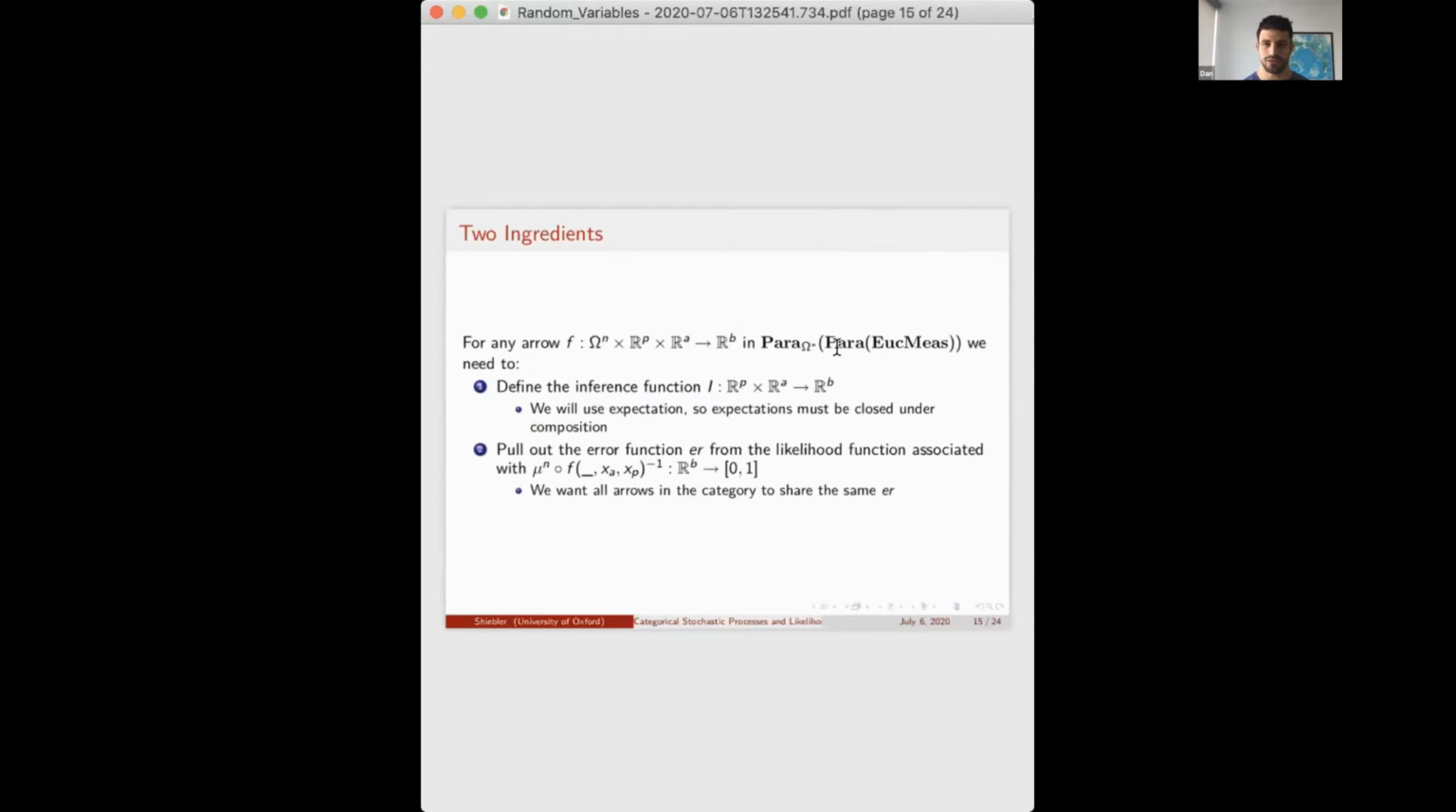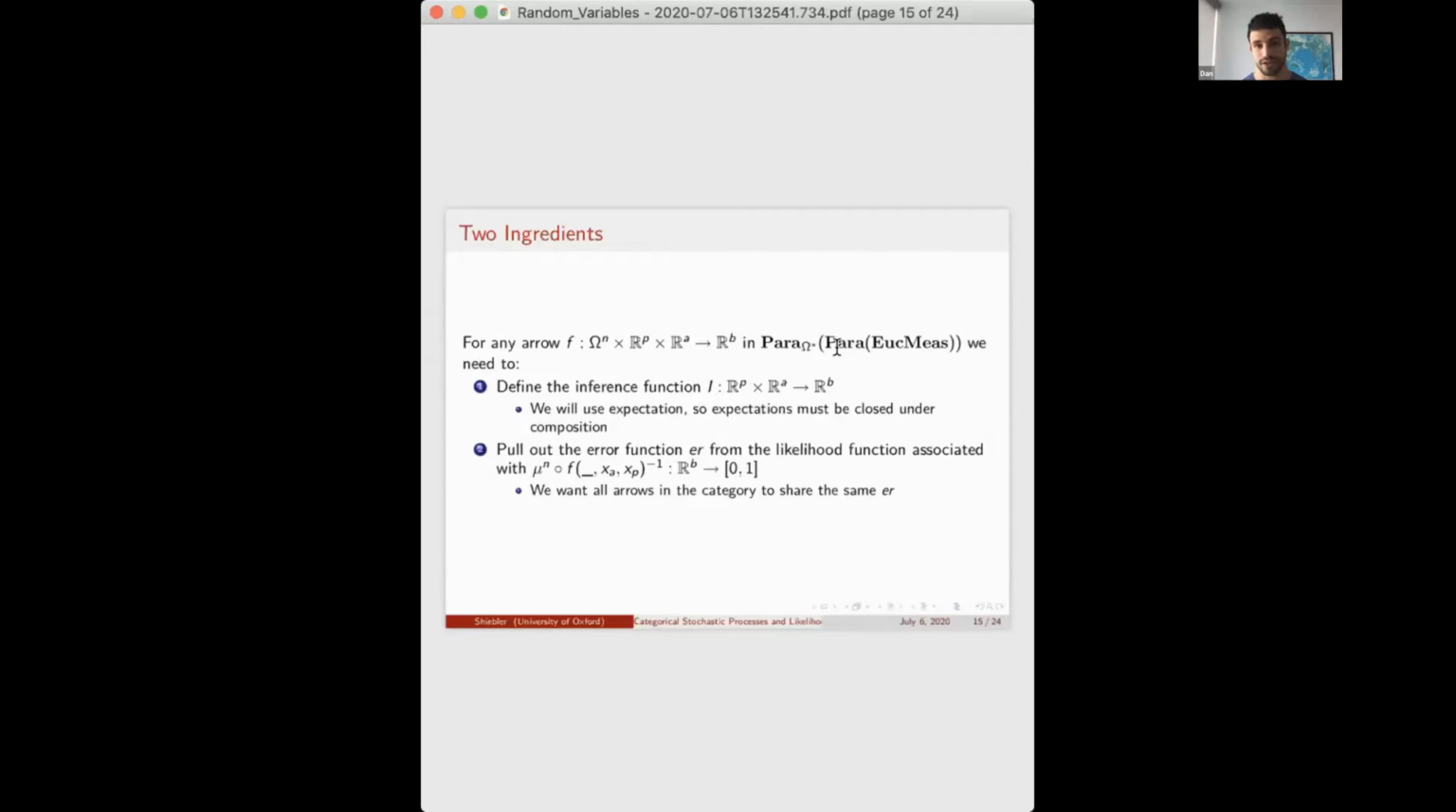So there's two ingredients that we need to define this mapping from our para UCMES to our category of learners. The first thing that we'll need to do is to define an inference function. Basically, we need to take this gnarly stochastic process thing to actual parameterized functions. And so we'll be using expectation to do that, so I'll describe that in a second.